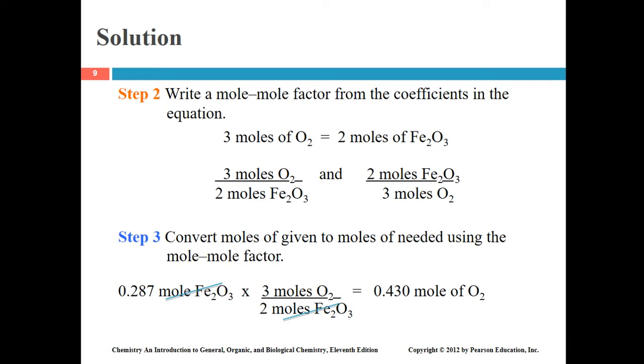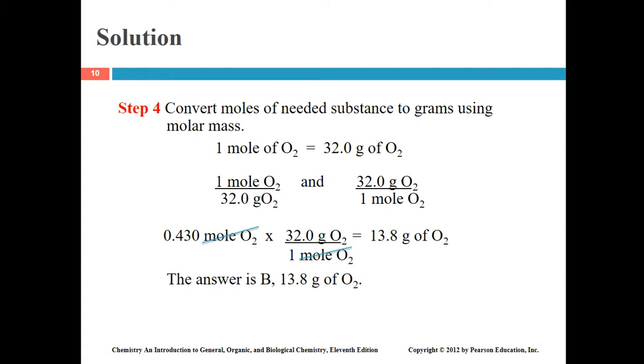Again, you ask, am I done? No, it asks for grams. So we're going to take now the 0.430 moles of O2, and using the molar mass, convert it to grams. When you look up the molar mass of oxygen, of just O, it's 16, but remember we have 2 of them. So 16 times 2 is 32. So we can either use 1 mole of O2 is 32.0 grams of O2, or 32.0 grams of O2 is 1 mole of O2. So you go, well, which one's which?